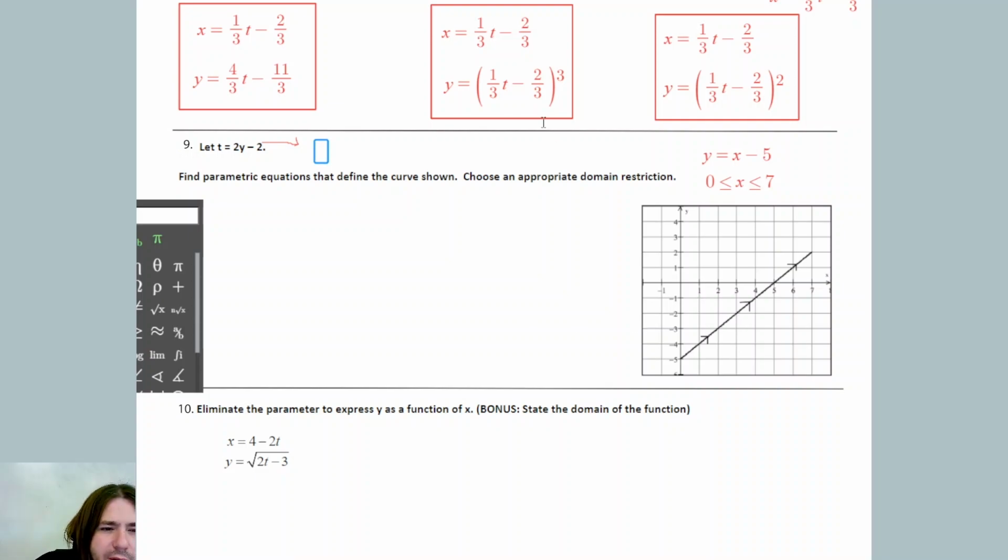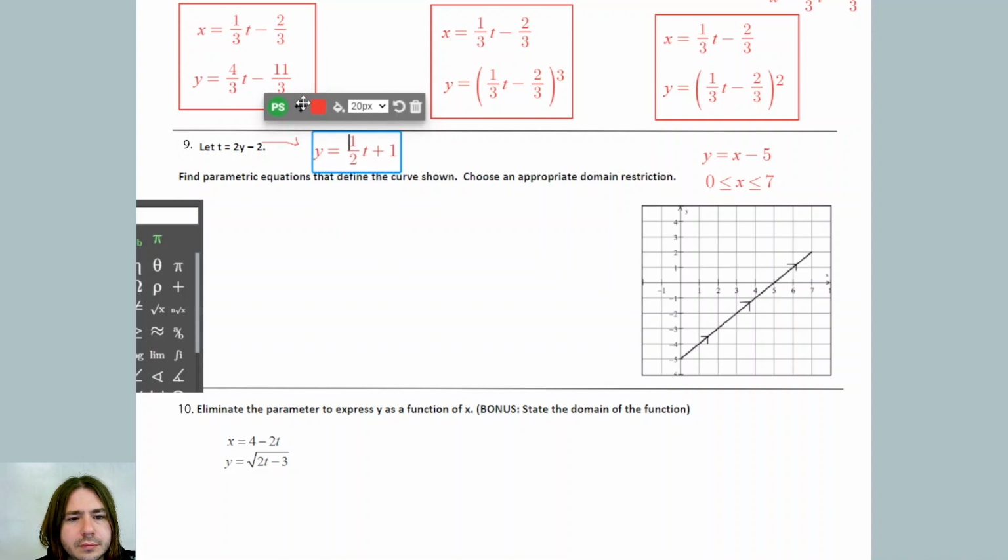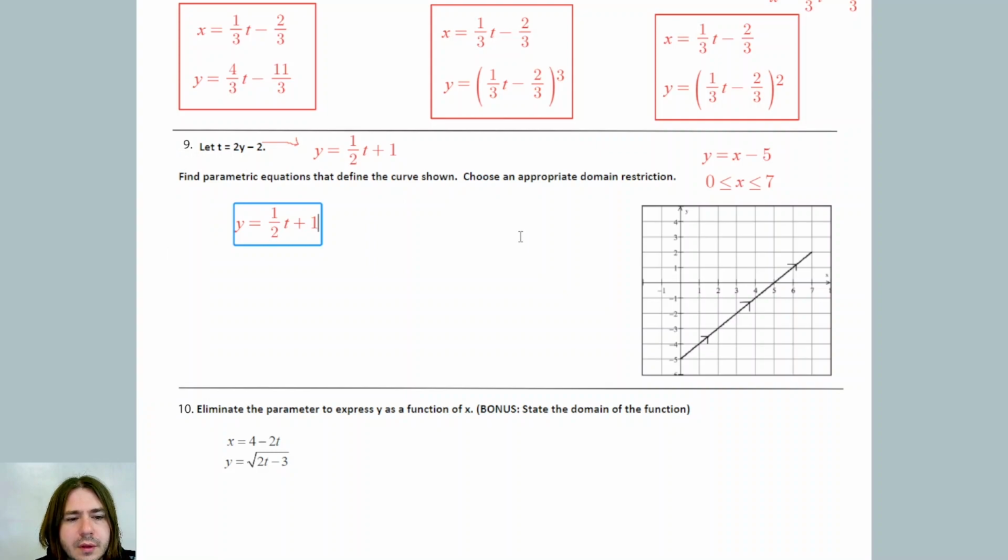Interesting here. Let's see. So we're going to add 2 to both sides. So we get t plus 2 equals 2y. And then divide everything by 2. So I get 1/2 t plus 1 is y. So here's my y equation. And then I can substitute this in for y to get an x equation. So that's what I'm going to do next.